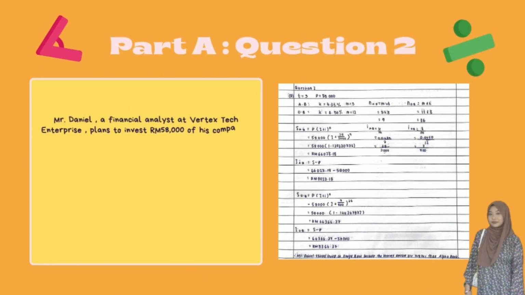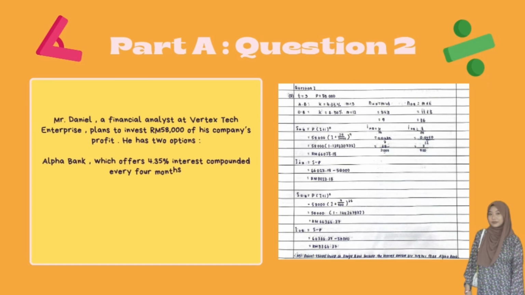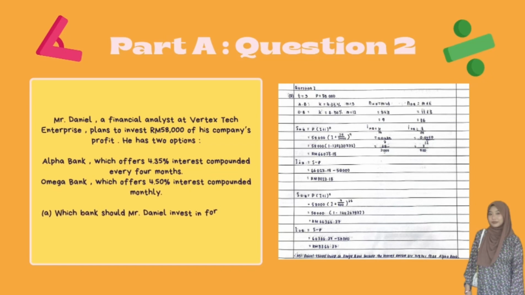Hello, my name is Norishwada and I will explain part A, question 2. The question is, Mr. Daniel, a financial analyst at Vertex Tech Enterprise, plans to invest 58,000 ringgit of his company's profit. He has two options. The first one is Alpha Bank, which offers 4.35% interest compounded every 4 months. The second is Omega Bank, which offers 4.15% interest compounded monthly. A. Which bank should Mr. Daniel invest in for 3 years? Justify your choice.